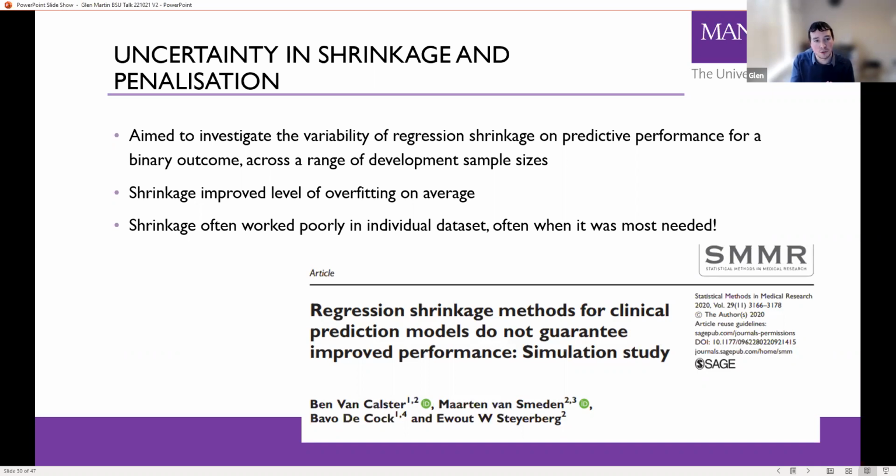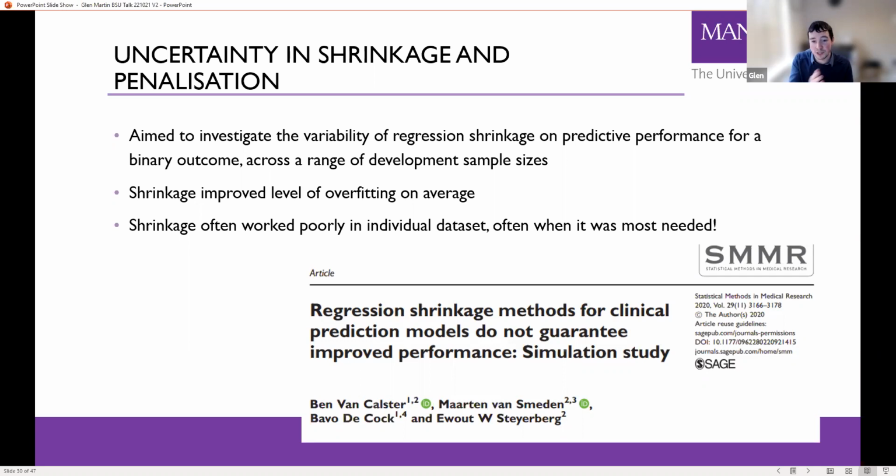And what they found was that those shrinkage methods improved the level of overfitting on average. So on average, it was better to do some sort of penalization, regardless of which approach one takes. But what was quite a shocking result from that paper is that the level of variability in that shrinkage meant that while it worked on average, there were situations where it really didn't work.